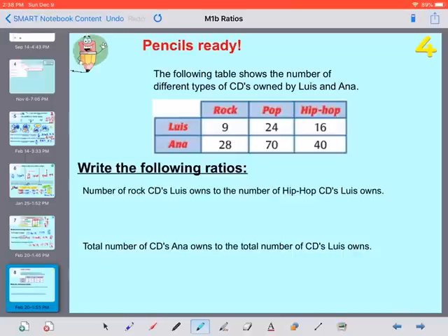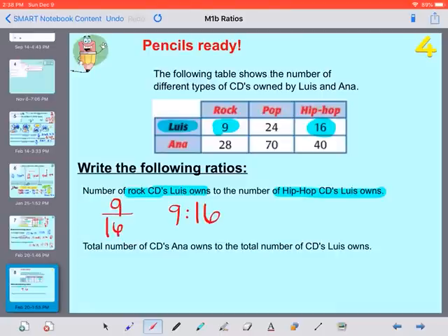So first it says the number of rock CDs Luis owns to the number of hip hop CDs Luis owns. So we're looking at just Luis, rock, and hip hop. So first rock would be 9, and hip hop would be 16. If we wrote it as a fraction first, we could simplify this actually. We can't simplify that. 16 and 9, we can't divide by 3, can't divide by 4, so we can write it all three ways: 9 to 16, 9:16, and 9/16.